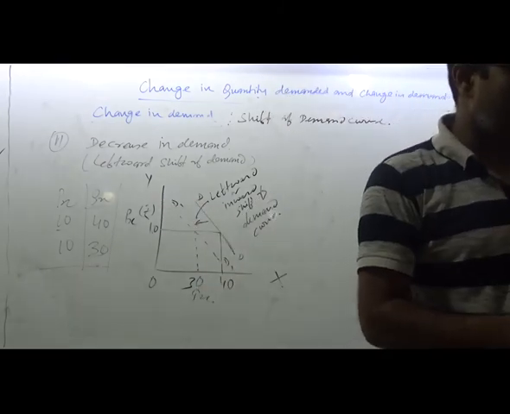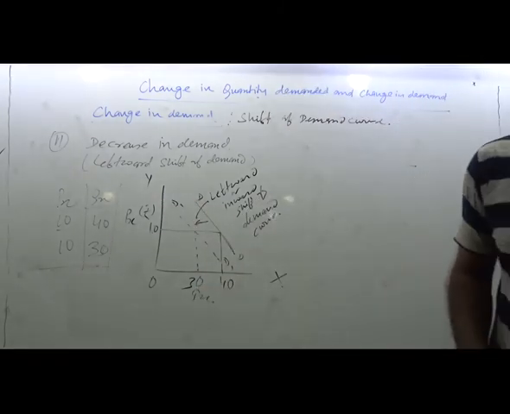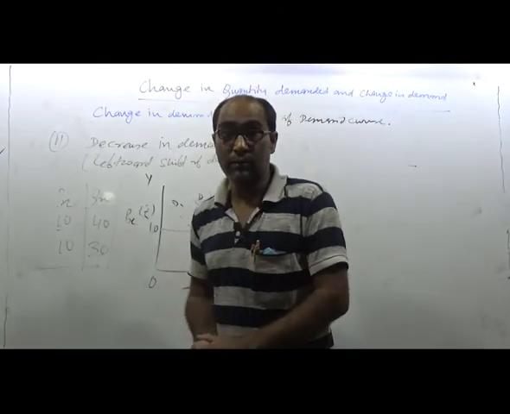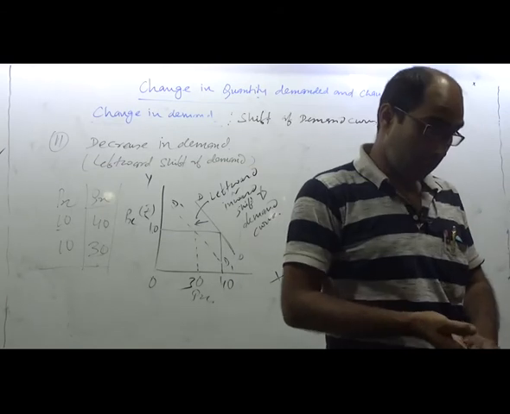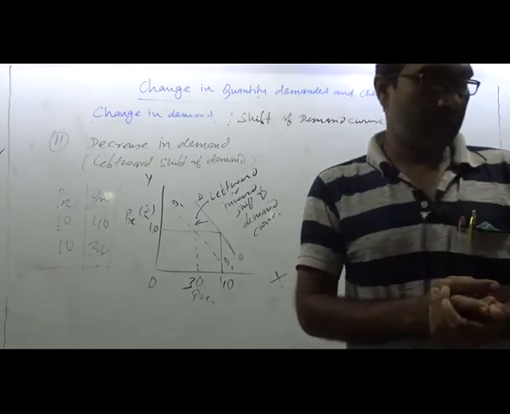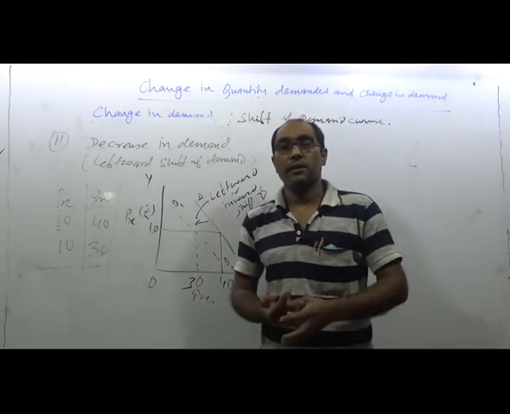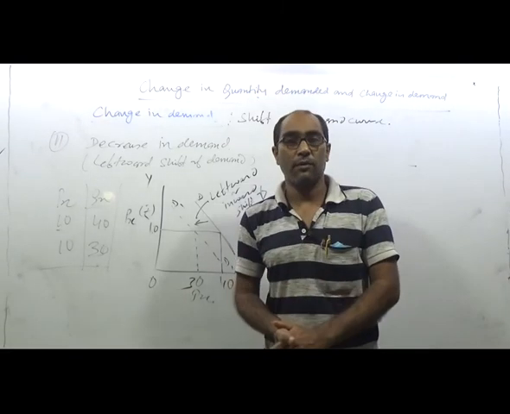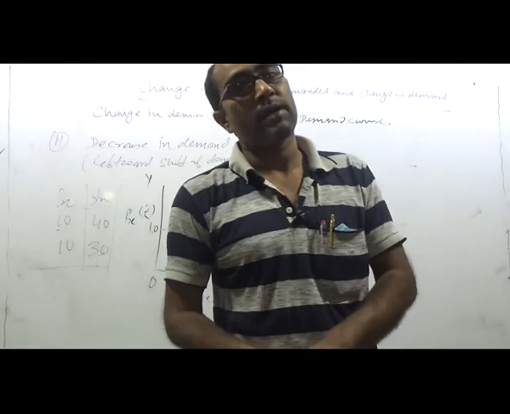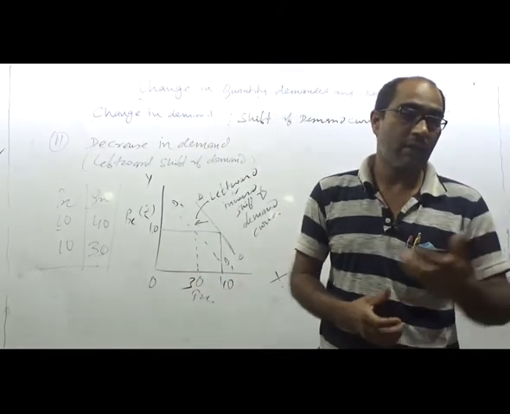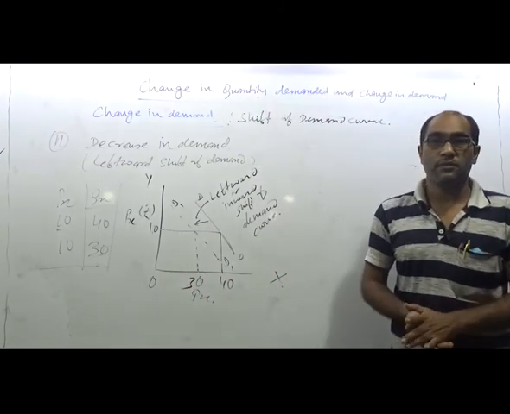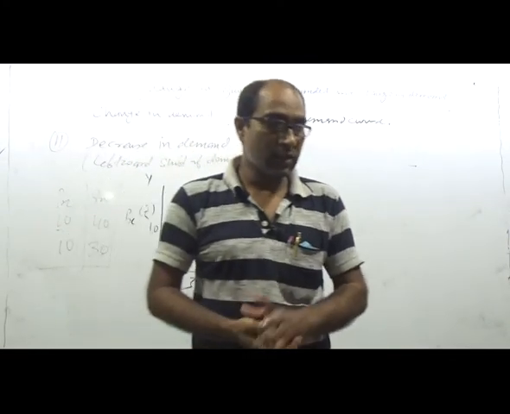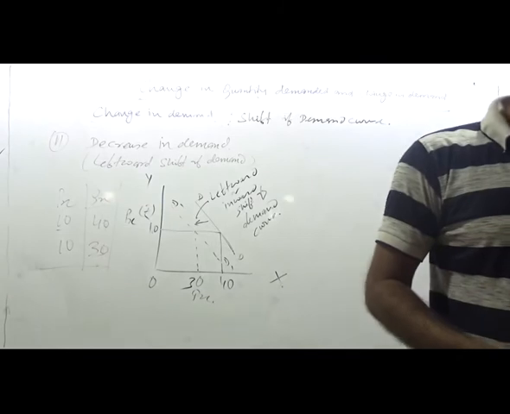What are the responsible factors? What are the causes? First, decrease in income for normal goods, increasing income for inferior goods. Next, decrease in price of substitute, increasing price of complementary, unfavorable taste and preferences, unfavorable government policy, etc.